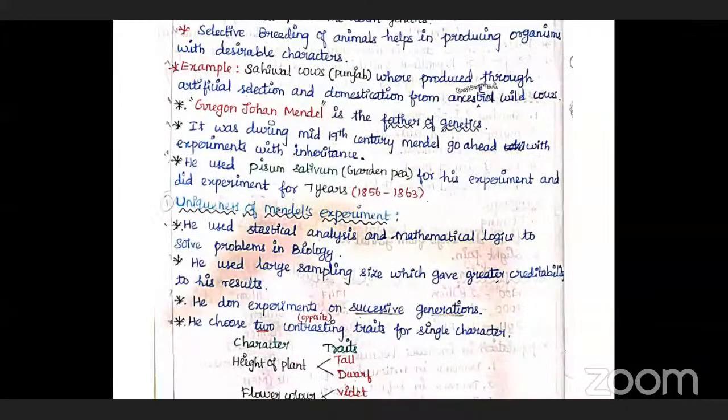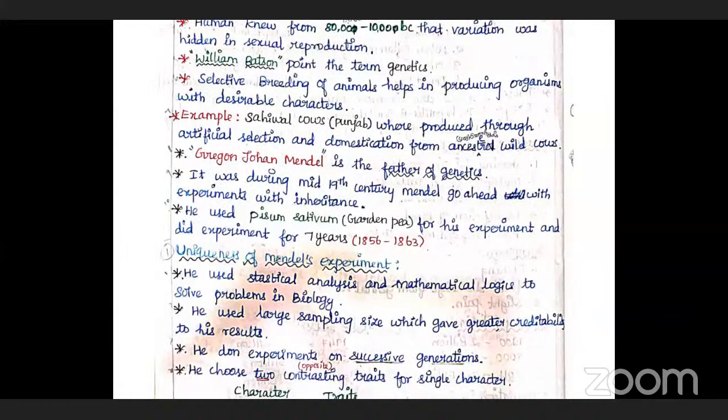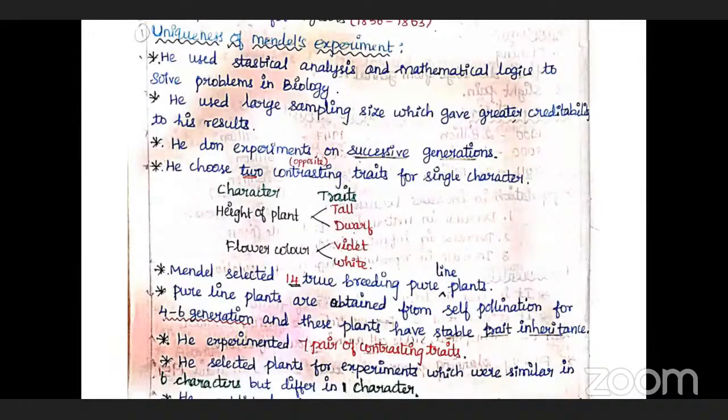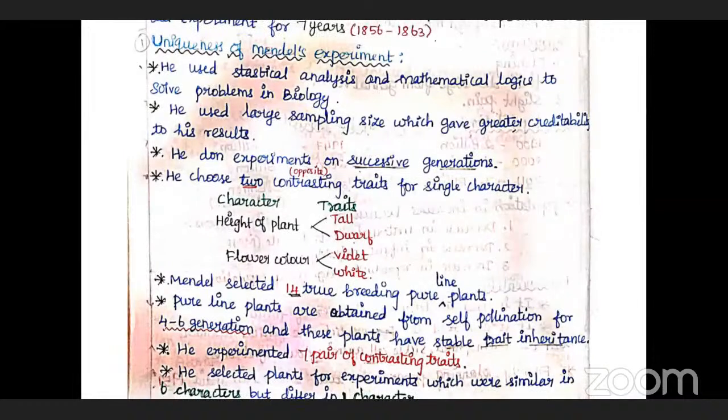Next one is the uniqueness of Mendel's experiment. Uniqueness means individuality; in other words, we can say significance. Mendel's experiments involved 4 steps. Just now I explained selection. Selection means selecting the plants. The Pisum sativum plant was selected for many reasons, as I just explained. The next one is hybridization.